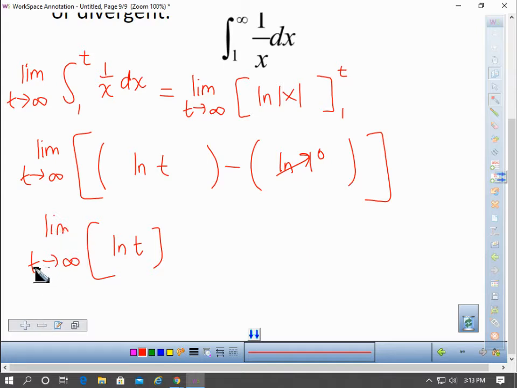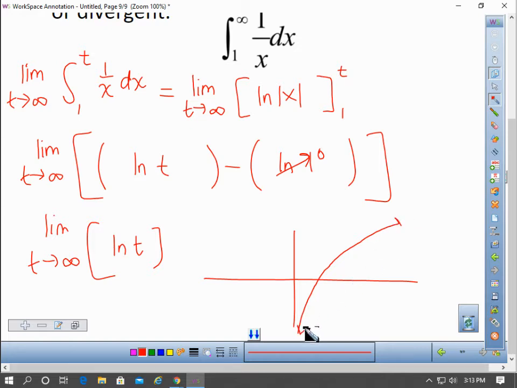So if you take the limit and let t go to infinity, what happens to the answer for the limit of infinity? So you have to think about what this looks like, right? Think about what the graph of ln looks like. It looks like this. Okay? That's what the natural log function looks like.